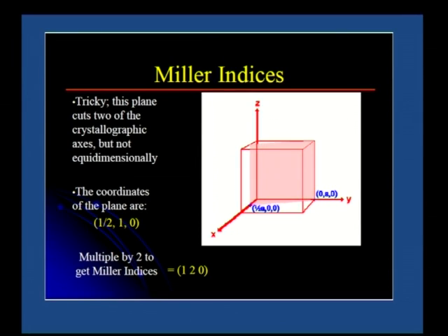This plane cuts 2 of the crystallographic axes, but not equidimensionally. The coordinates for this plane are half times a along the x direction, 1 times a along the y direction, and 0 along z. So the values will be 1/2, 1, 0, but you have to take the reciprocal. If you take the reciprocal and multiply by 2, it will be 1 2 0. So this plane, which makes an intersection at half times a along the x direction, will be referred to as a 1 2 0 plane, okay.